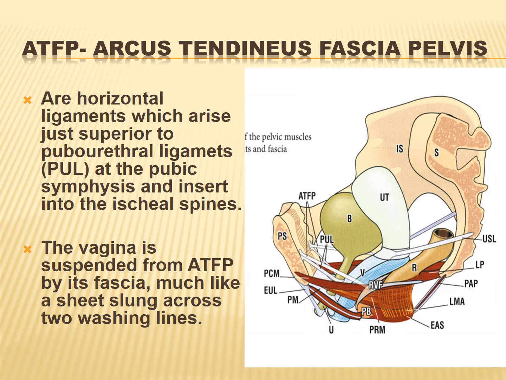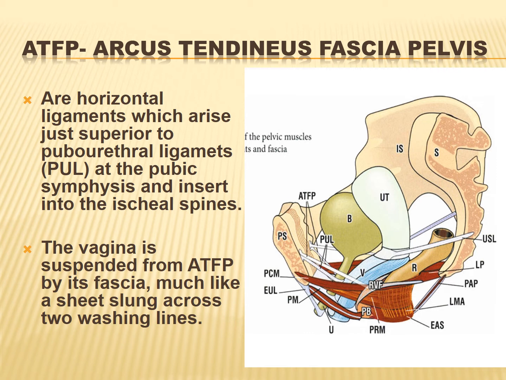And what is the arcus tendinous fascia pelvis? We have known the word since our undergraduate days. The arcus tendinous fascia pelvis is a tendinous structure which arises just superior to the pubourethral ligament. In this picture, you can see it just before the bladder. We all know about the pubourethral ligament. It arises on either side of the pubic symphysis from the pubic bone, and it circles around the urethra. It gives support to the urethra.